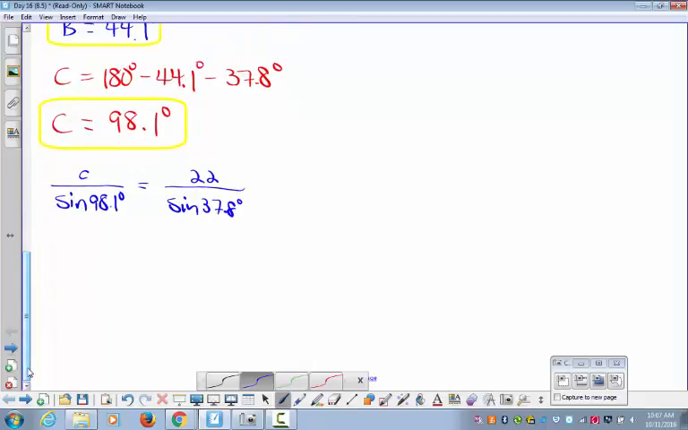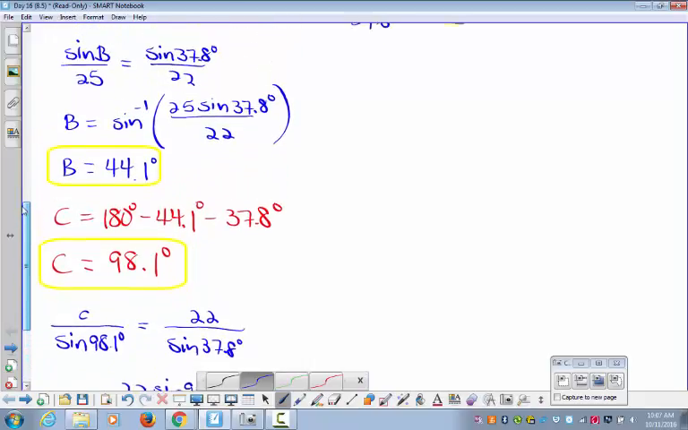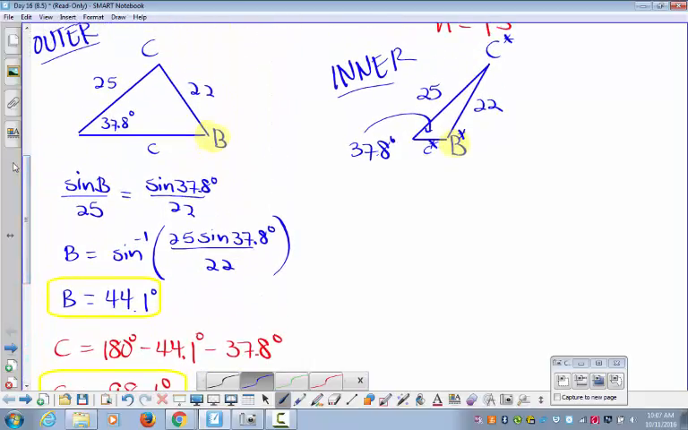And that will allow us to solve for side C. So we'll type all of this into the calculator. And what do we get when we type that in? 35.5. Okay, great. 35.5. When we look at the triangle above, it's rounded to the nearest unit, so we'll round that to the nearest unit to be consistent.